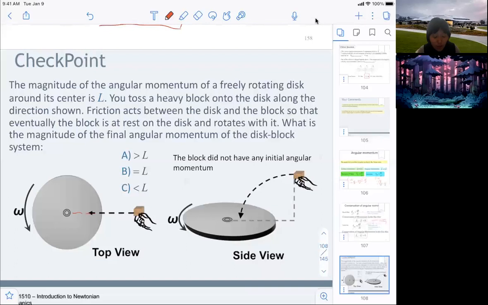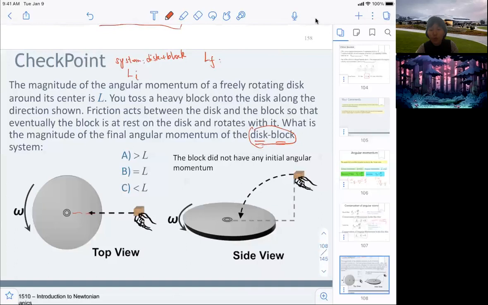So here, first of all, for any of these problems, we have to think about our system. And we need to think about the initial and the final moments. Here we're curious about angular momentum, so angular momentum initial and angular momentum final. What would be the choice of our system? It's already told us: look at the disc plus block system. There are two objects together.